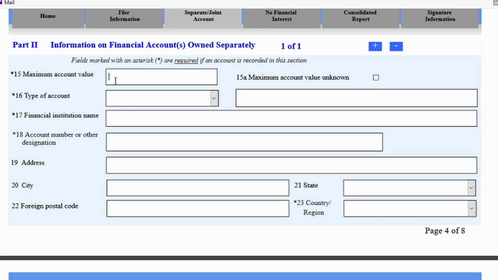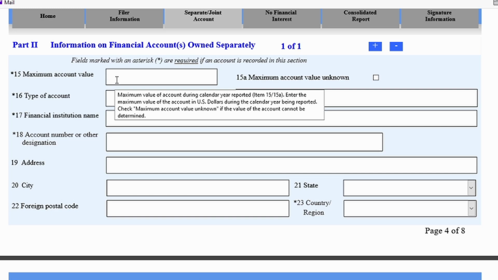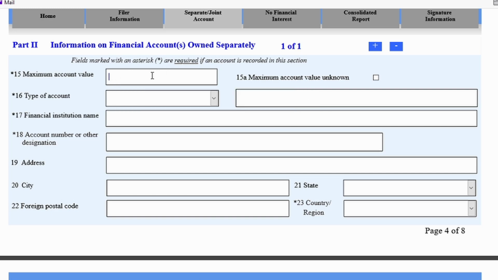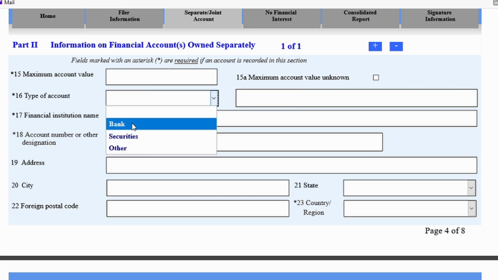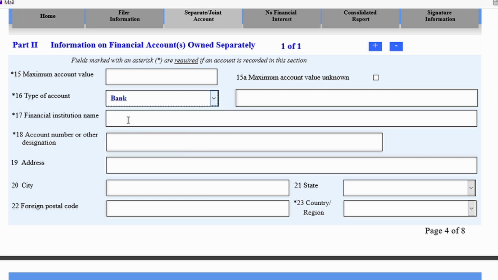So here you put the maximum value, meaning the high watermark of that particular account, like I showed you in the examples, and what type of account it is: bank, securities, or other. I'm going to start with bank: the financial institution's name, the account number, the address, the city, the postal code, and that's it really. And then you just add another one, add another one, add another one. So I'm going to do that right now.